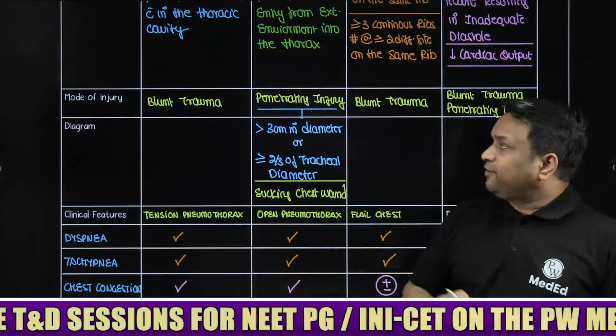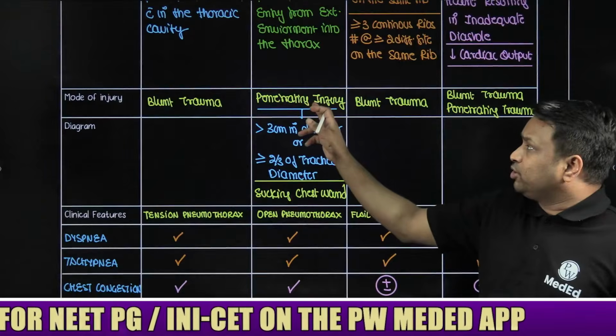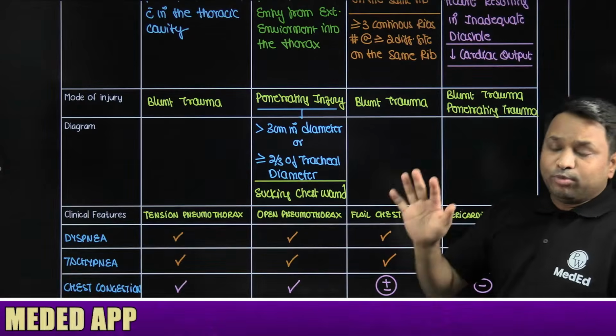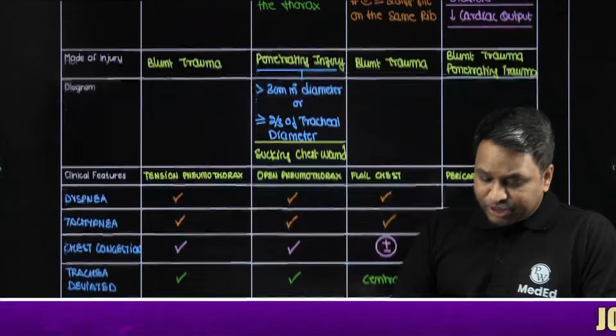Now, what is the mode of injury? For tension pneumothorax, it is blunt trauma. For open pneumothorax, it is penetrating. For flail chest, it is blunt again. For pericardial tamponade, it can be both blunt as well as penetrating injury, right?